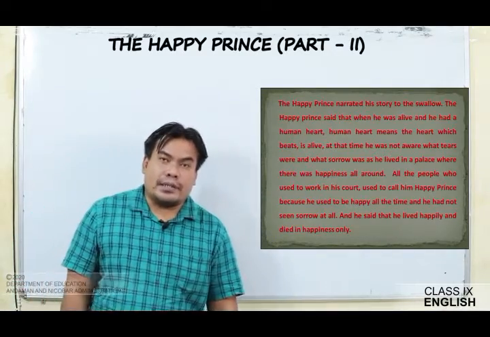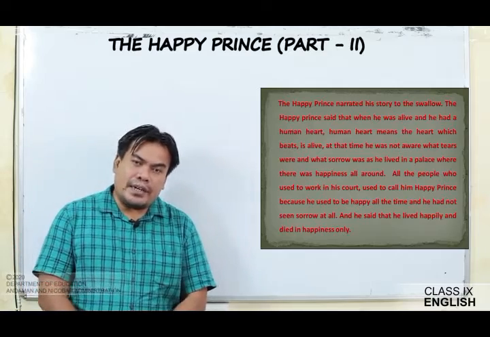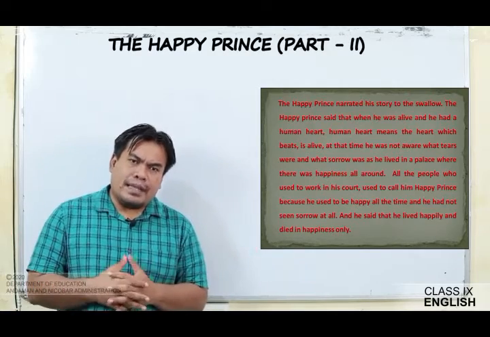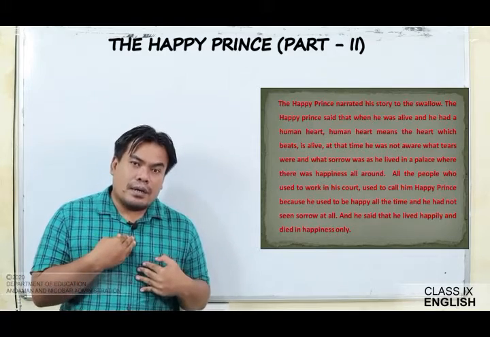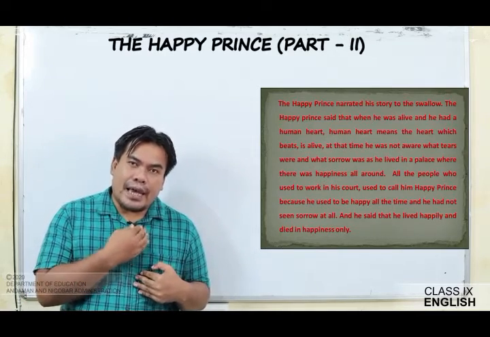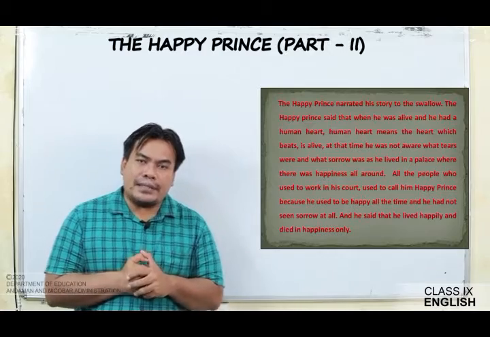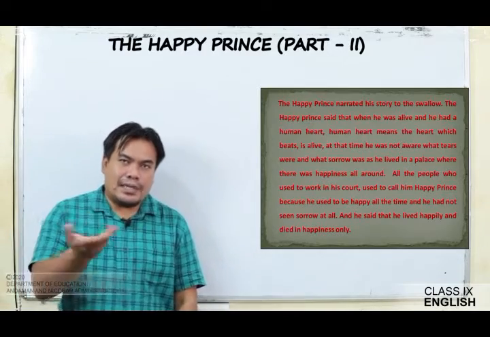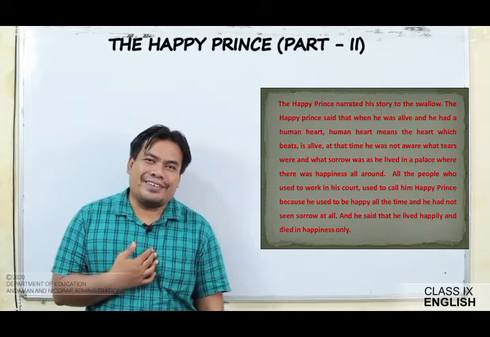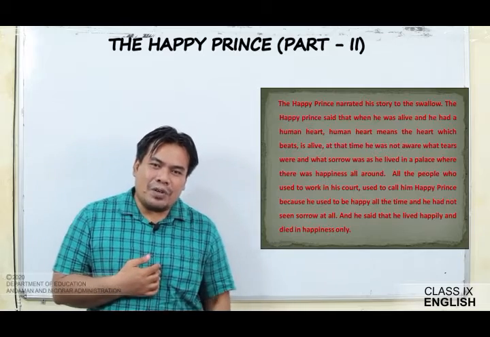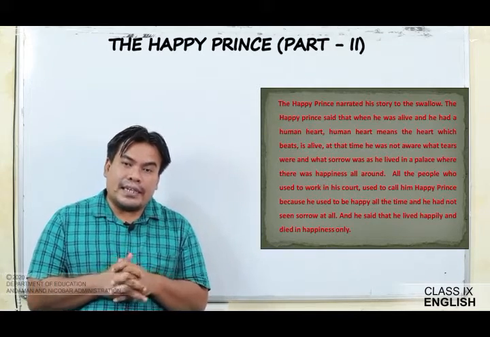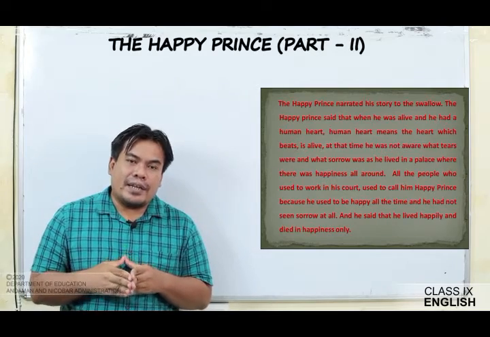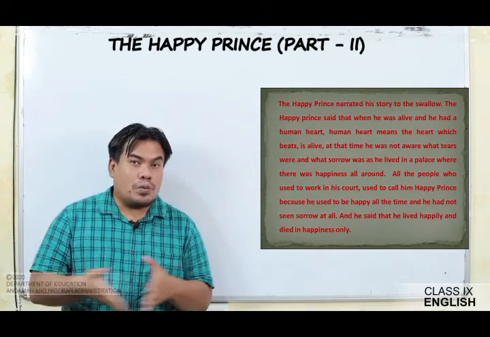Yeah, the explanation. Okay. The happy prince narrated his story to the swallow. The happy prince said that when he was alive, he had a human heart. Human heart means that heart which beats, is alive, right? All of us are having that, of course. At that time, he was not aware what tears were and what sorrow was, as he lived in a palace where there was happiness all around.